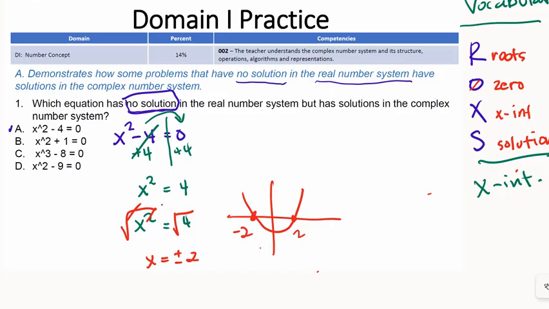But the question is, which equation has no solution? Do you think this is the answer? No, because you have a solution. That's not the answer. You got it? All right. Let's erase this part here.